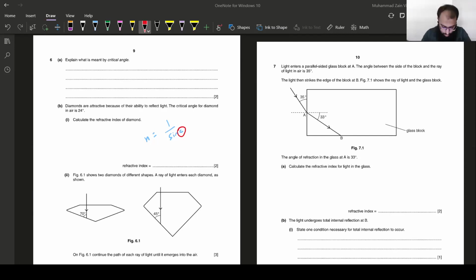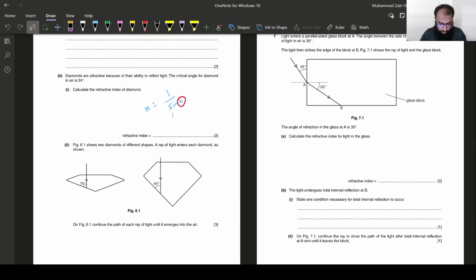Okay, so the next part shows two diamonds of different shapes. A ray of light enters each diamond as shown. Continue the path of each ray until it emerges into air. So in the previous part, they just asked me to draw the path of the ray after it strikes the surface, and in this part they're asking me to continue it until it emerges into air. So I now need to complete it until it travels back into air. And this part is also something very simple, and the only trick in this is to find the angles.